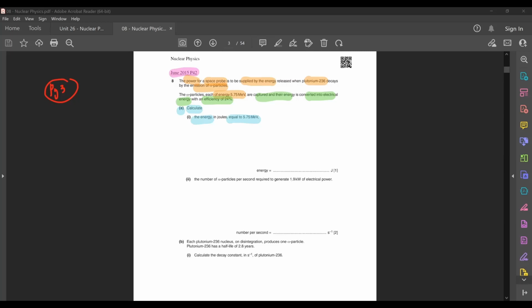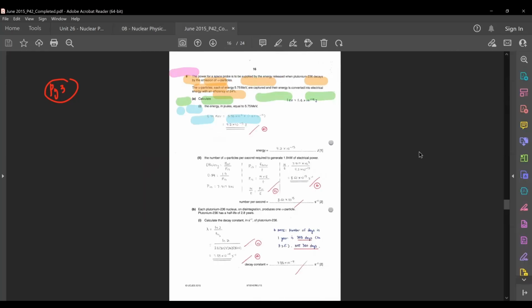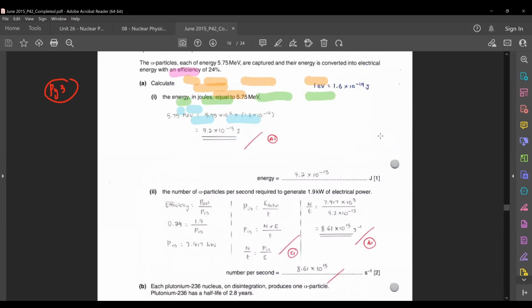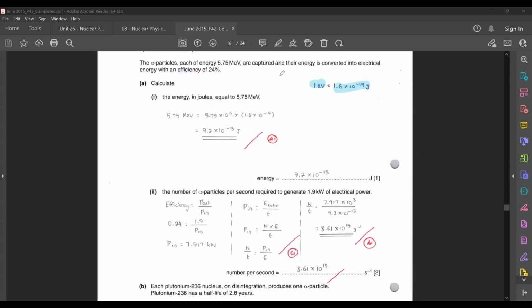Okay, so this is actually just a simple conversion of units of energy, right? So here they want the energy in joules equal to 5.75 mega eV. So we already know before this that 1 eV is actually just 1.6 times 10 power minus 19 joules. And then you have a prefix mega here, you just need to multiply with 10 power 6. So 5.75 mega eV is 5.75 times 10 power 6 times 1.6 times 10 power minus 19. Eventually, your answer will just be 9.2 times 10 power minus 13 joules, just like that. Okay, so that is pretty straightforward here.